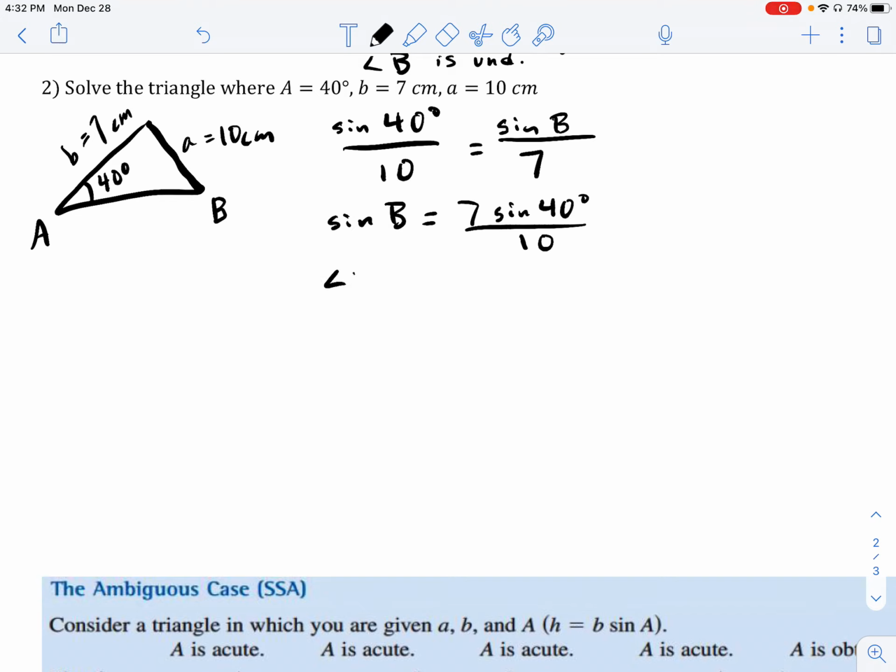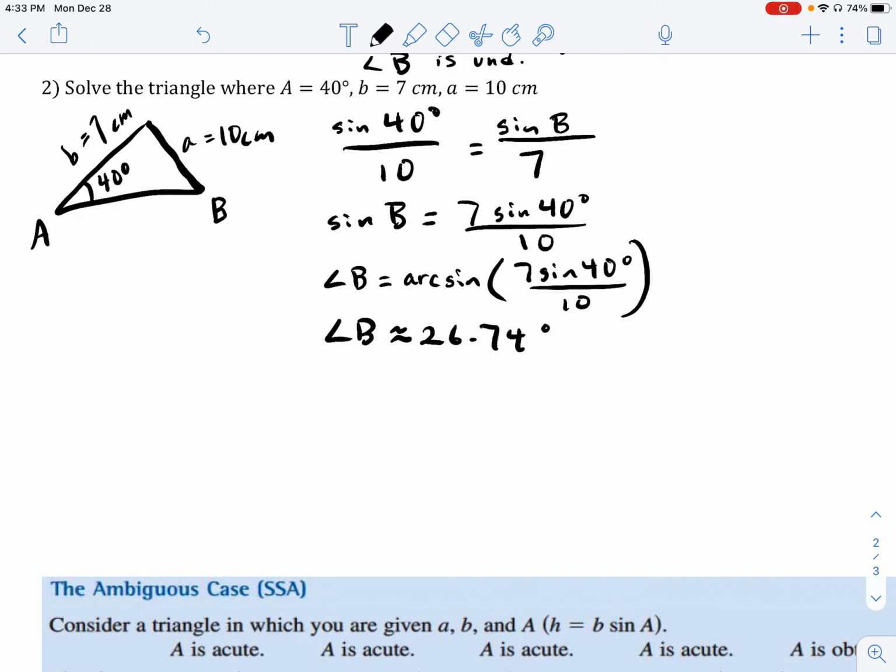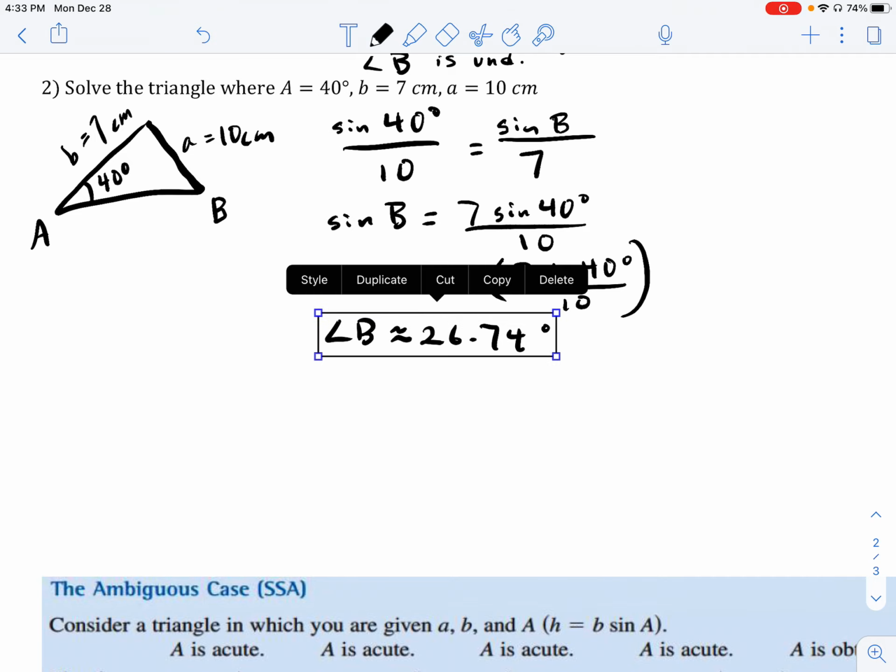This time, if you say angle B is equal to the arcsine of all of this, so I'll just rewrite this. I wouldn't expect you to do that every single time, but I would write that here and enter that into your calculator. You would find that angle B is approximately 26.74 degrees. And you do this just by entering that into your calculator. So 26.74 degrees. All right. So let me box this here. Okay, we've got that. So angle B is equal to 26.74 degrees.